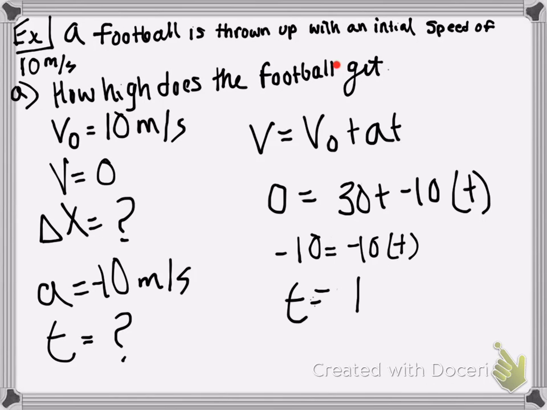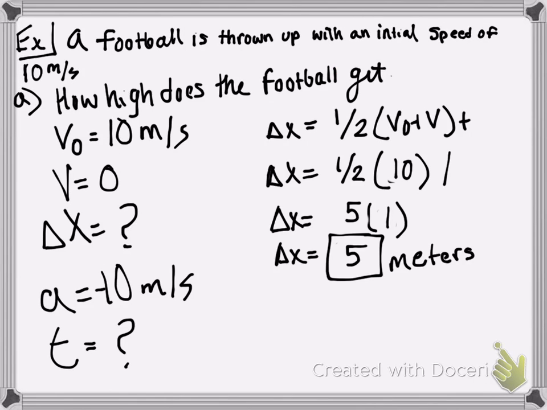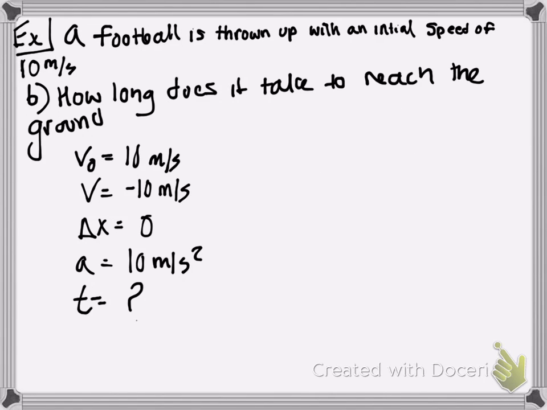So I use the equation v equals v naught plus a t. I need to find t in order to find delta x. So I plug in everything that I know into the equation, and I find out that t equals 1. Then I go on to plug t into the equation delta x equals 1/2 (v naught plus v) times t. And then I plug in all my points, and I get that delta x equals 5 meters. So the football gets up to 5 meters tall.